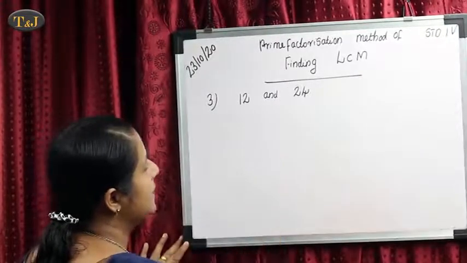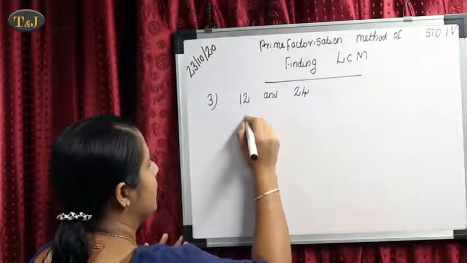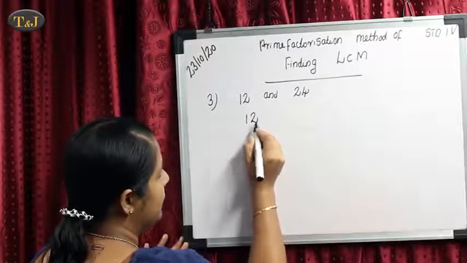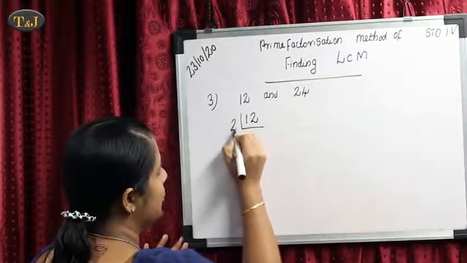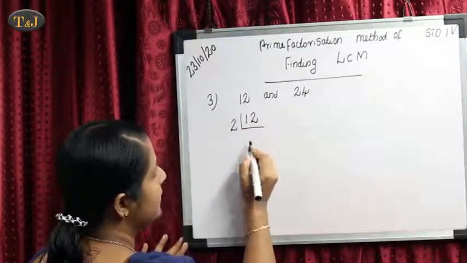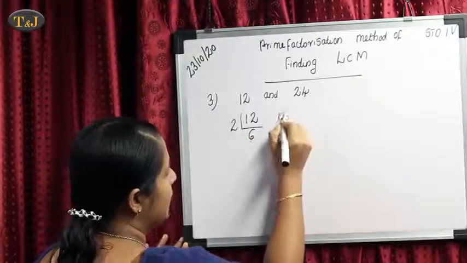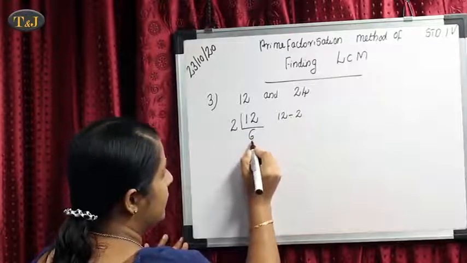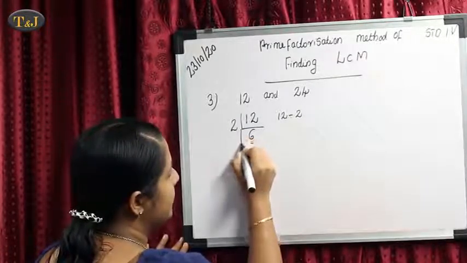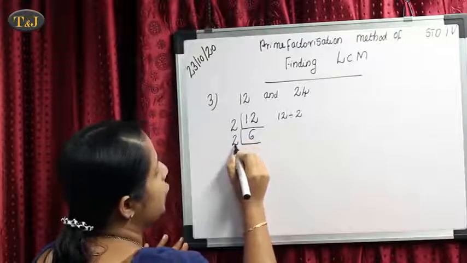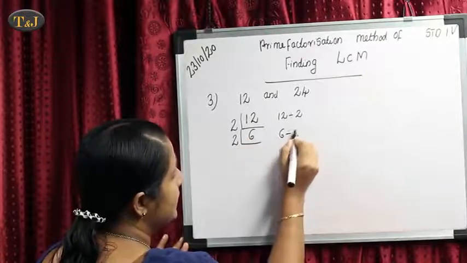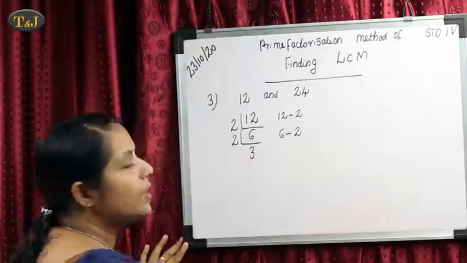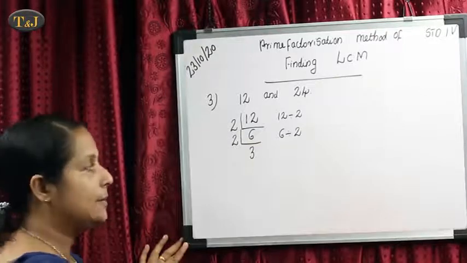Then our third example, take the numbers 12 and 24. Then 2 in 1's place value is 2. So, it is divisible by the number 2. In 2's table, we got the number 12 as 6 times. That means 12 divided by 2 equal 6. Then next, here the value is 6. So, 6 is divisible by the number 2. Then in 2's table, we got the answer 6 as how many times? 3 times. The problem is over because 3 is a prime number.